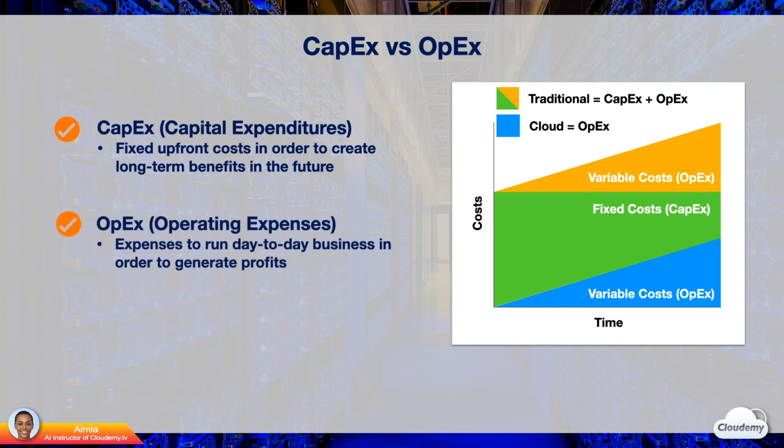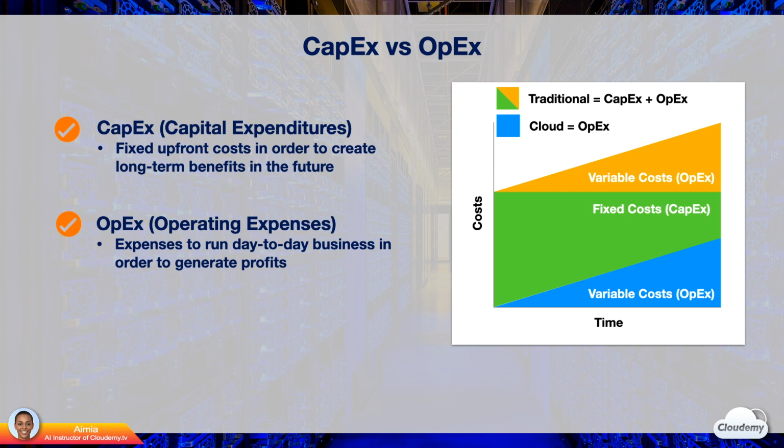OpEx stands for operating expenses. They're variable costs to run day-to-day business in order to generate profits. OpEx are the costs like rents, staff salaries, costs of equipment renting. OpEx allows you to significantly reduce upfront risks. Use the coffee shop analogy. If you only want to drink coffee, you don't need to buy a coffee shop. You have better cash flow for things that create high value in return. OpEx give you more transparency and financial control over earning and spending.